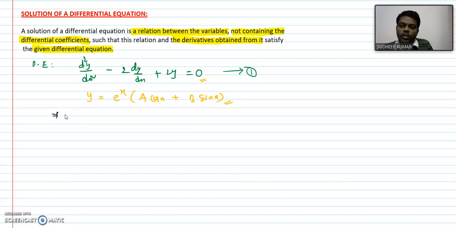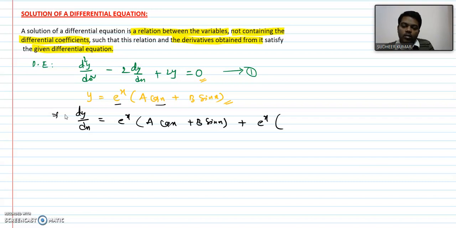Differentiating with respect to x on both sides, dy by dx equal to, it is in the form of the uv method. So u dash is e power x, v remains the same, a cos x plus b sin x, plus u v dash, e power x remains the same. Derivative of a cos x is minus a sin x, plus derivative of b sin x is b cos x.